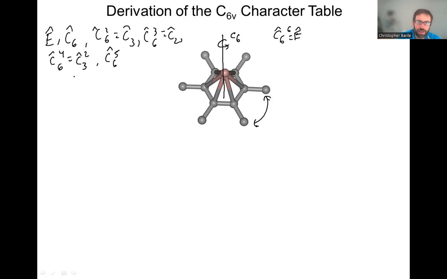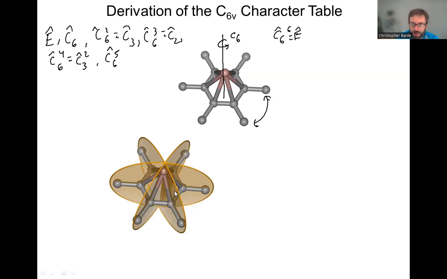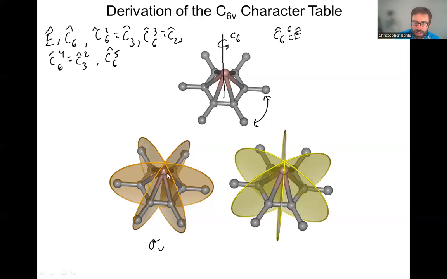Let's come up with our other operations. Of course, this is a V point group, so we're going to have mirror planes. We're going to have 3 mirror planes that we call sigma V's. These are V's, they're not H's, because they contain the principal rotation axis. And we define it for the CnV point groups as if they go through the atoms, they're V's. And then we also have mirror planes that are sigma D's.